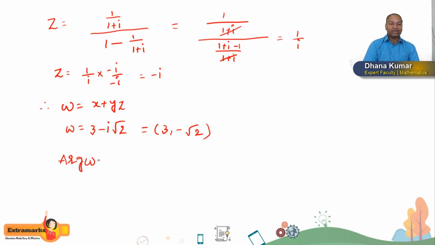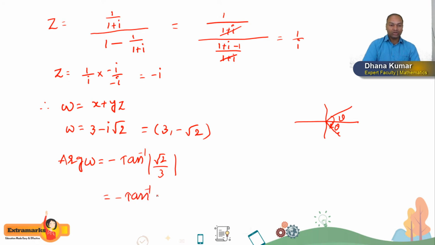Fine. So arg W is equal to, here x positive, y negative. x positive y negative means the point lies in which quadrant? Fourth quadrant. Okay. Suppose this angle theta, this angle also theta, but it is in clockwise direction. So the fourth quadrant condition will be what? Minus theta. So that is minus tan inverse modulus of y by x. So that is root 2 by 3. So that is equal to minus tan inverse root 2 by 3. That's it, answer.